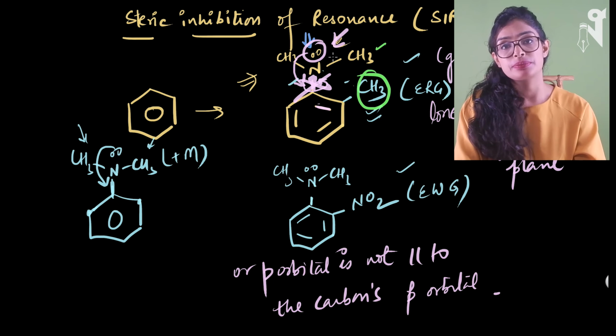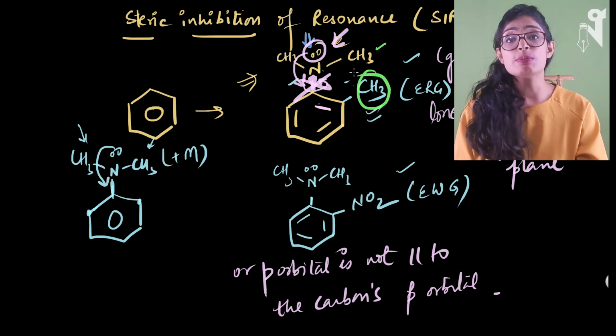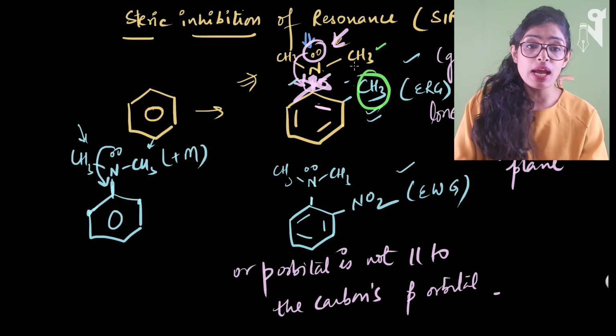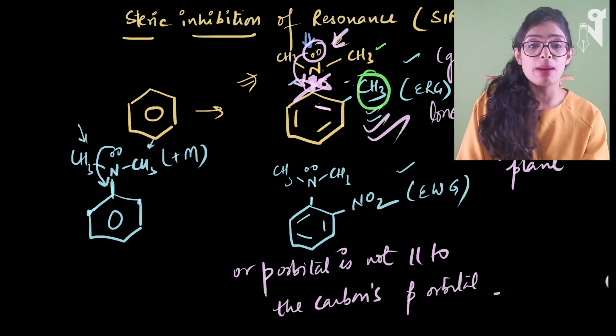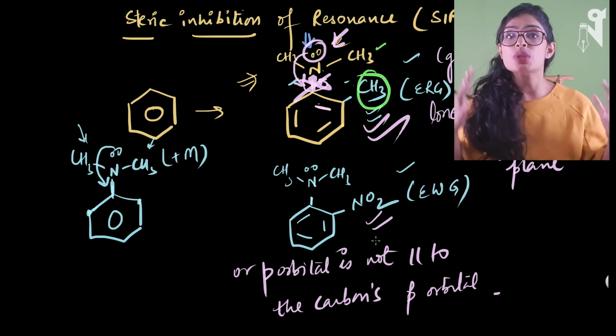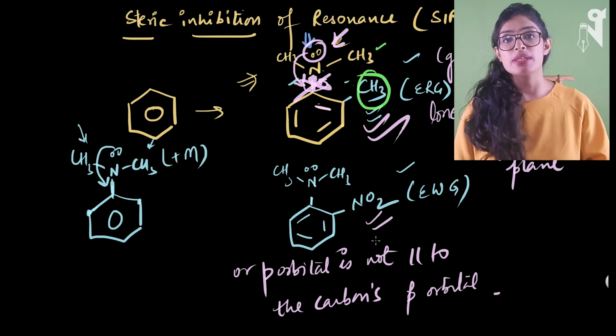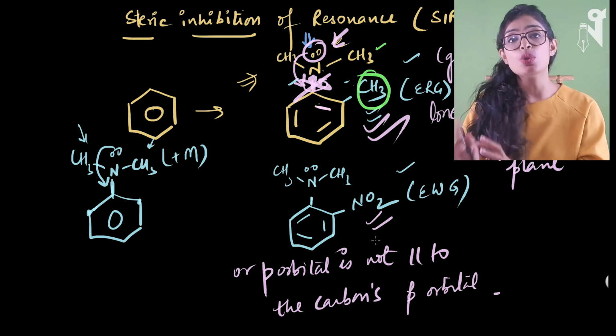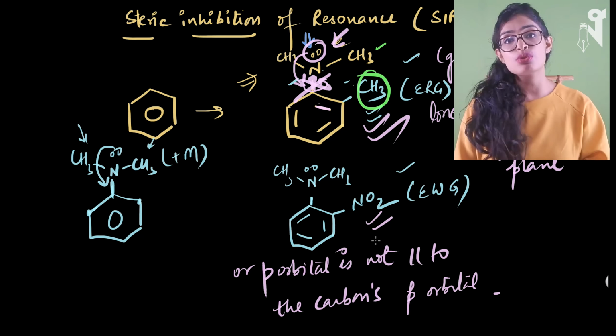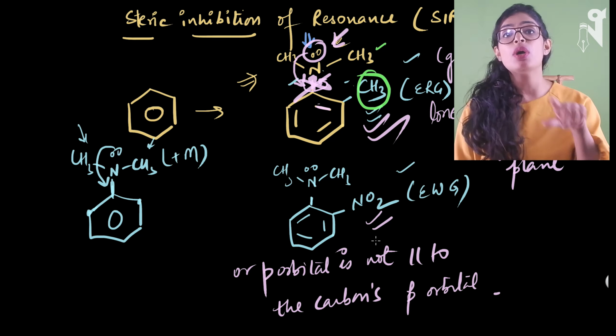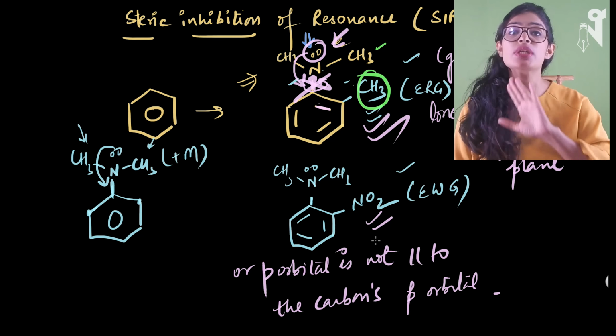Now, this is not very specific to CH3. The same thing will happen when CH3 is around, and the same thing will happen when NO2 is around. So it won't matter whether an electron withdrawing group or an electron releasing group is present. If any group is present in the ortho position, that will cause the nitrogen to go out of the plane and the p orbital to go out of the plane, and eventually the resonance will stop.